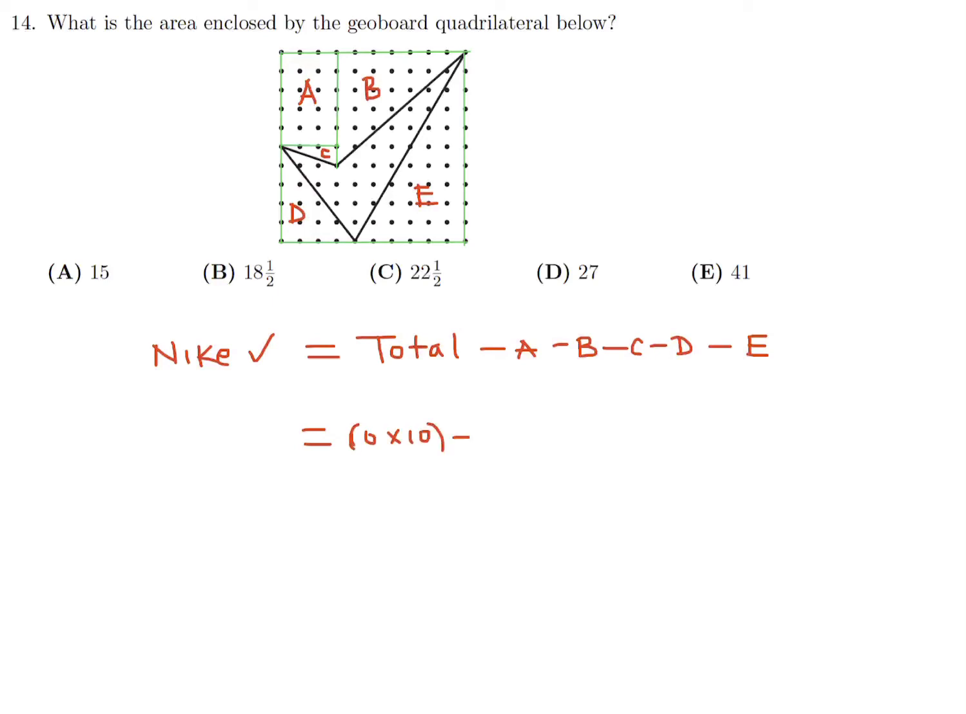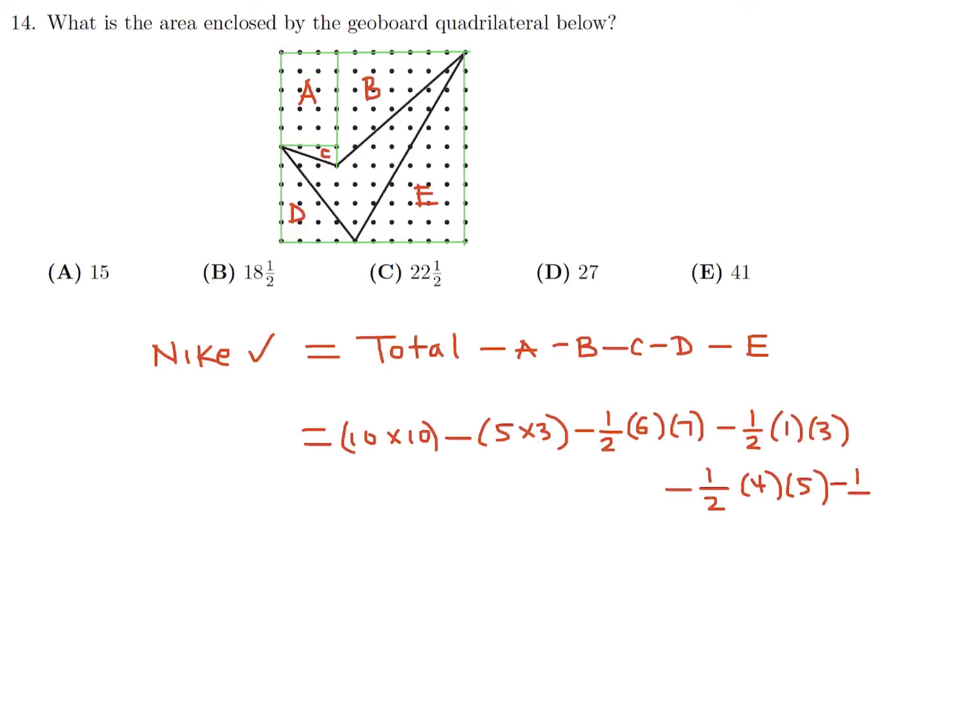And then A basically is a rectangle with the dimensions 5 and 3. So it'll be 5 times 3. B is a triangle with the dimensions 6 and 7. So 1/2 base times height would be 1/2 times 6 times 7. C is another triangle with small dimensions 1 and 3. D is also a triangle with dimensions 1, 2, 3, 4, and 5. And finally, E is our final triangle with dimensions 6 and 10.